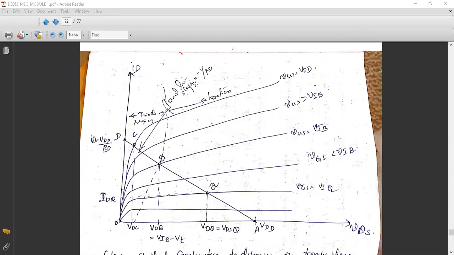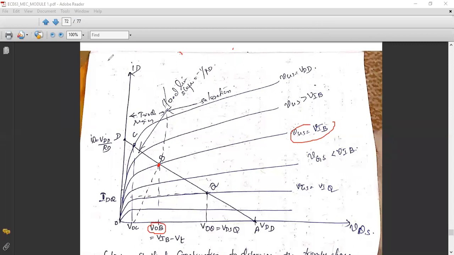Yes, ID becomes constant. Correct. So if you take one graph like this, suppose I take VGS is equal to VIB. This curve only I will concentrate on. With regard to this particular curve, I have indicated a point B here in the DC load line, and corresponding to this point B, on your x-axis, your output voltage is designated as V0B, isn't it? V0B. And please recall the condition of your saturation.